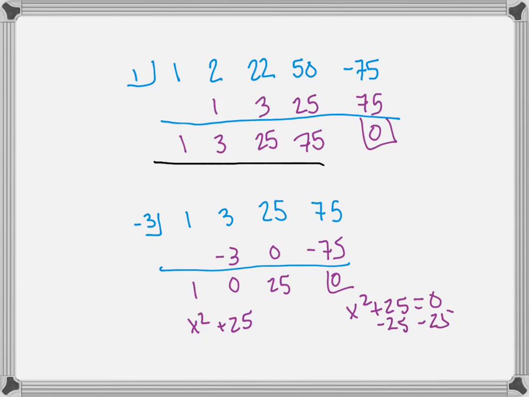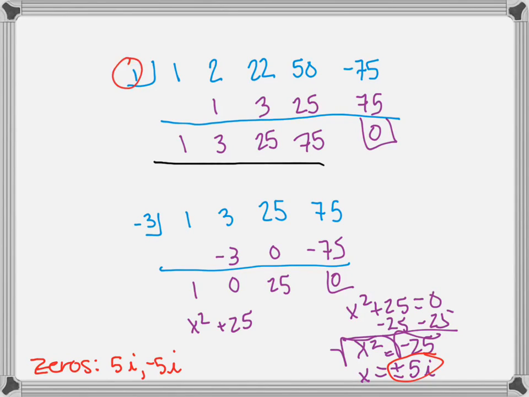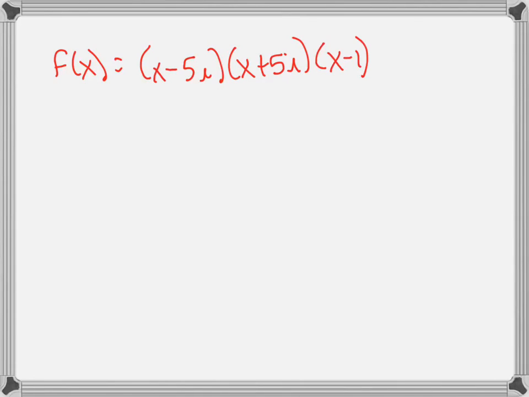I could find the zeros of this factor by setting it equal to 0 and finding that x equals plus or minus 5i. So now I know my 4 zeros are 5i, negative 5i, 1, and negative 3. Those are my zeros. Now I need to write it in factored form. So f of x equals x minus 5i times x plus 5i times x minus 1 times x plus 3.